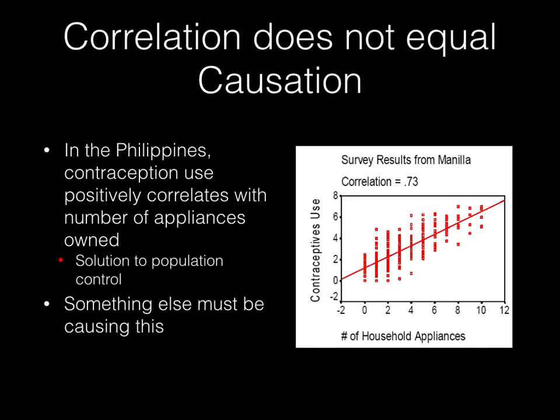And in fact, what the researchers found is that socioeconomic status was the real determining factor here. So the wealthier a family was, the more likely they were to be educated. And the more educated they were, the more likely they used contraception. The wealthier they were, the more appliances they had. So that was how these two things really were linked.